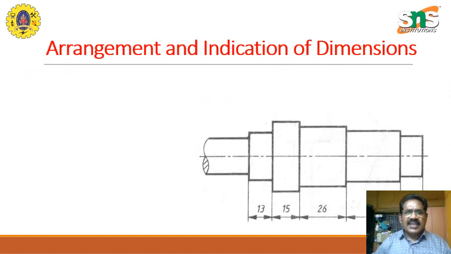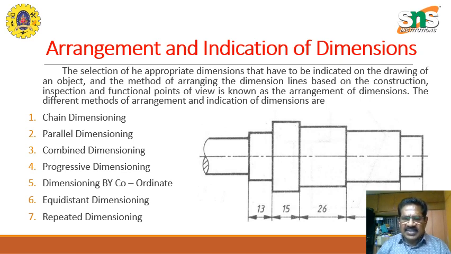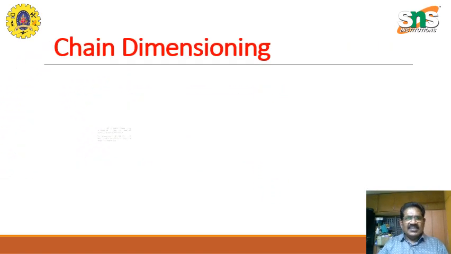The next one is the arrangement and indication of the dimensions. We have various different kinds of dimensions here. You have the chain dimension, parallel dimension, combined dimension, progressive dimension, dimension by coordinate, equidistance dimensioning and repeated dimensioning. We'll see one after the other now. Now this is a chain dimension. Chain dimension means that from one edge to the next, everything is as per chain, one after the other. Each one has its own advantages and disadvantages. In measurements, we will get to know more about this. So the chain dimension goes like this.